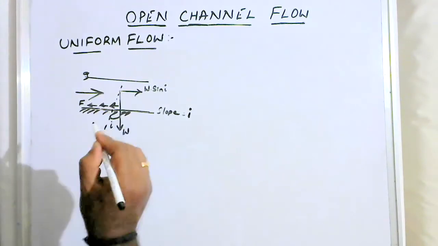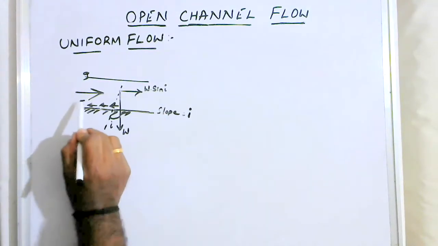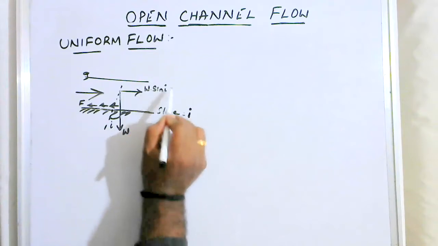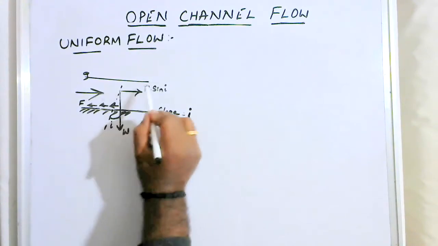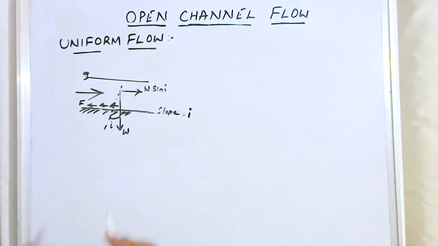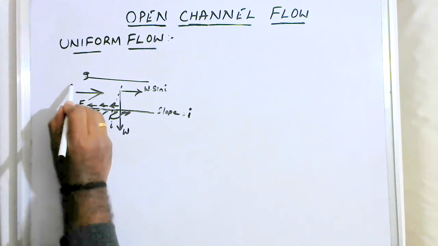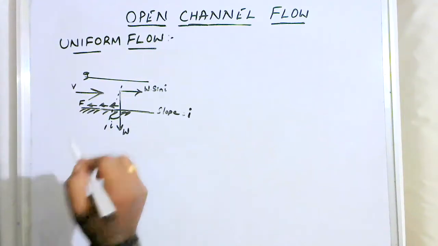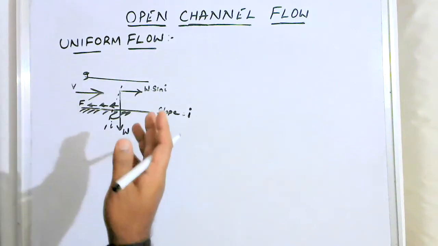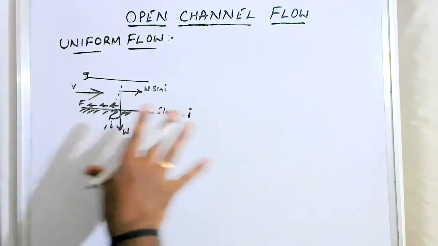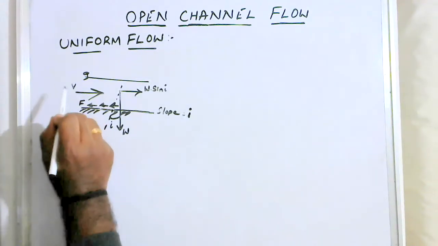The flow becomes uniform only when a balance is reached between this resistance F and the component of the gravitational force in the direction of flow. There should be a balance between these two. But the magnitude of this resistance F is directly dependent on the velocity of flow V, provided all the physical factors of the channel like the depth and the roughness coefficient are maintained constant.